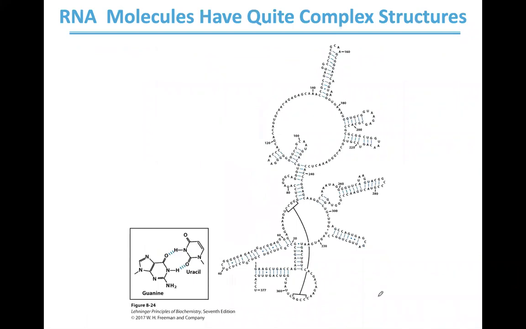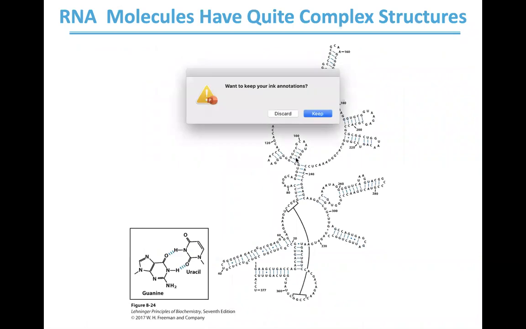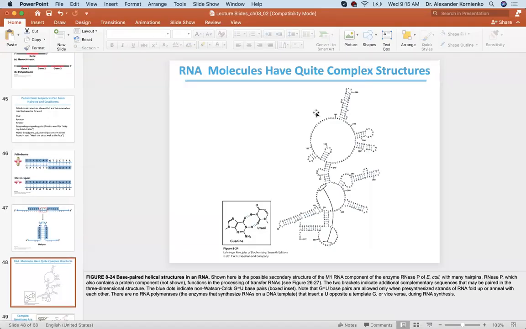So you can see here, let's see what this is. This is the RNA component of the enzyme RNase P. So RNase P, I think it's an enzyme that participates in synthesizing the ribosome.